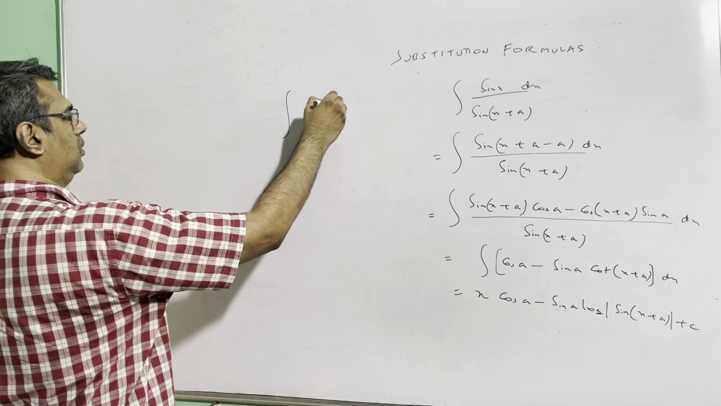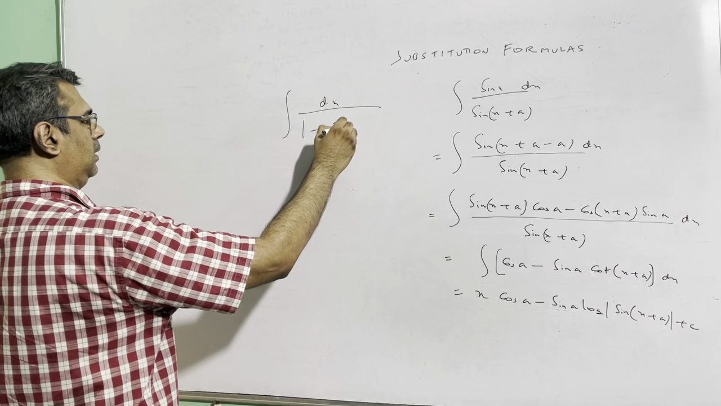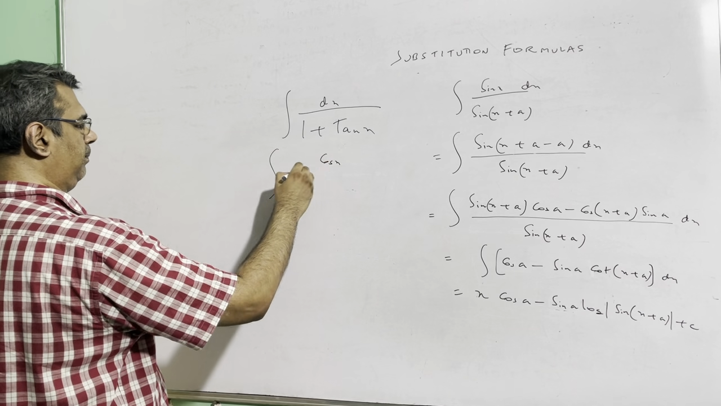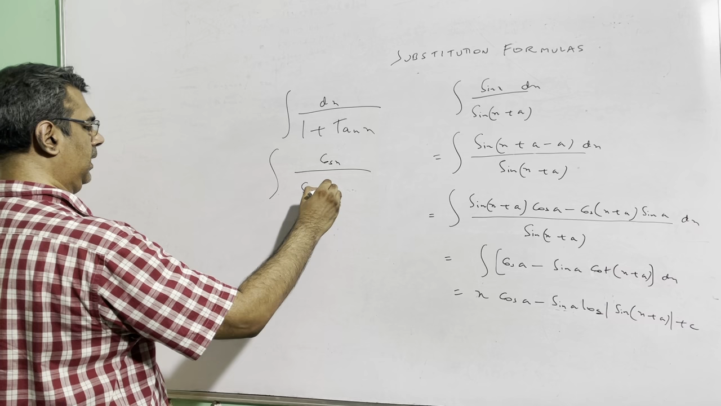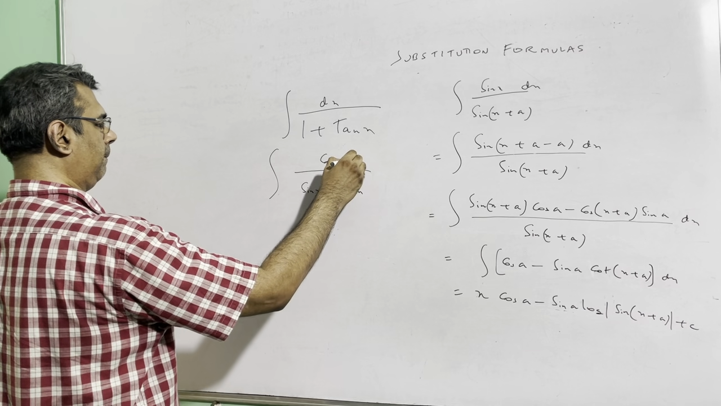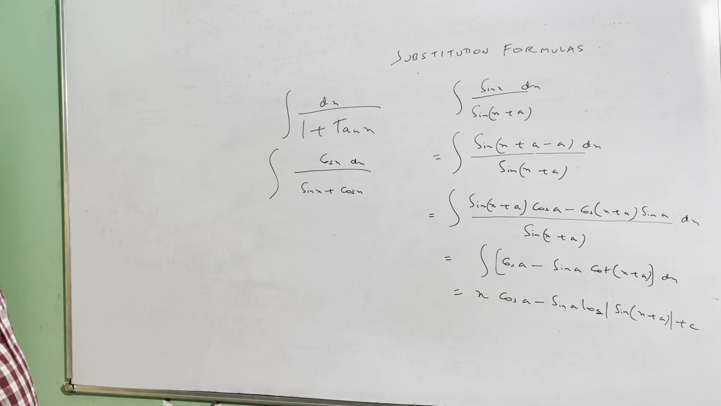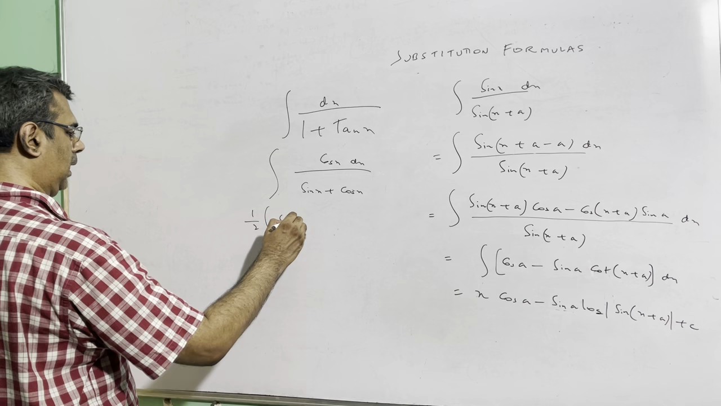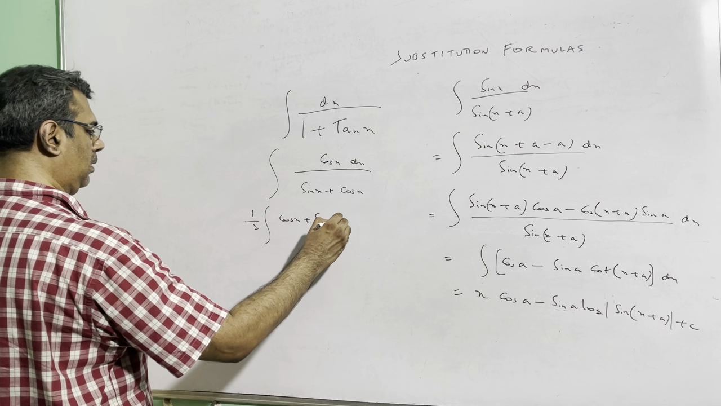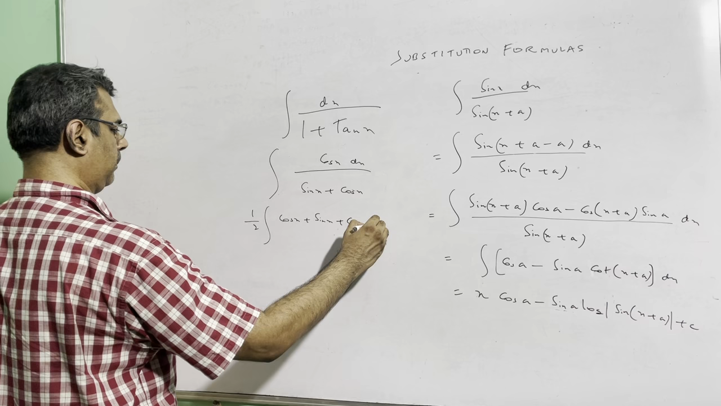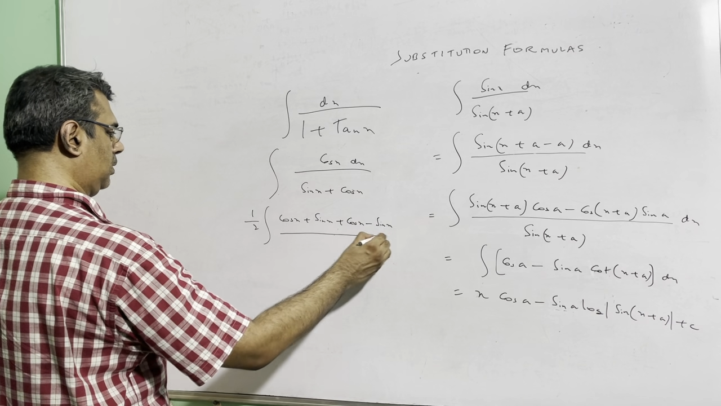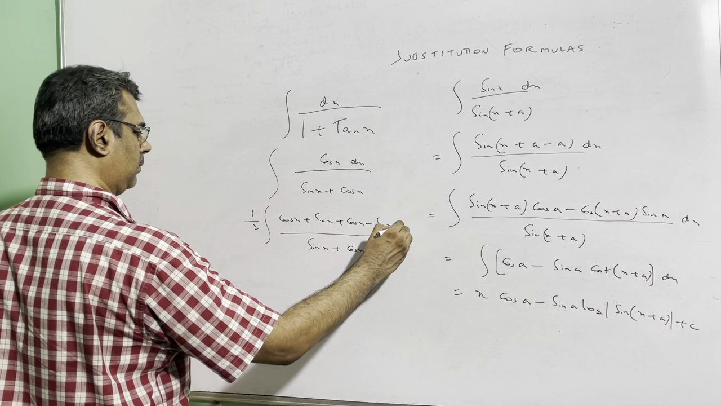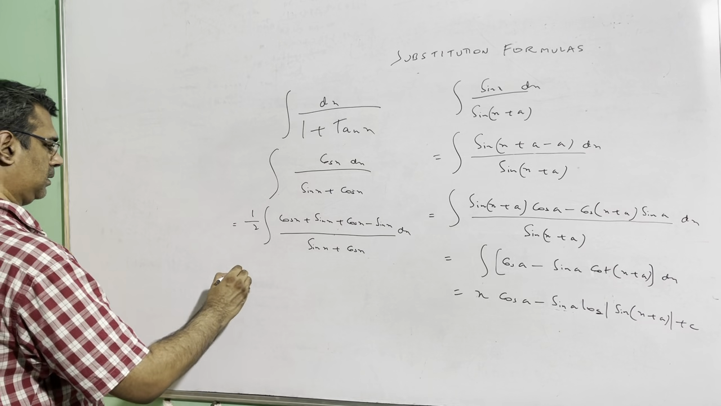Suppose you are asked to do integration dx by 1 plus tan x. So what you do is you write tan as sine by cos. So ultimately it will become integration cos x dx by sin x plus cos x. So it will become half cos x plus sin x plus cos x minus sin x by sin x plus cos x.